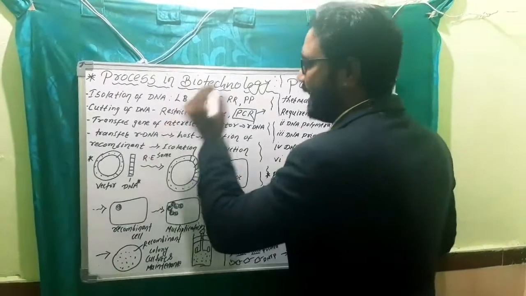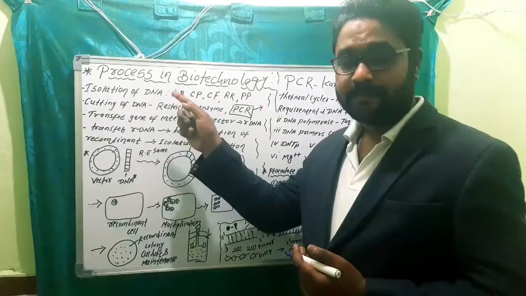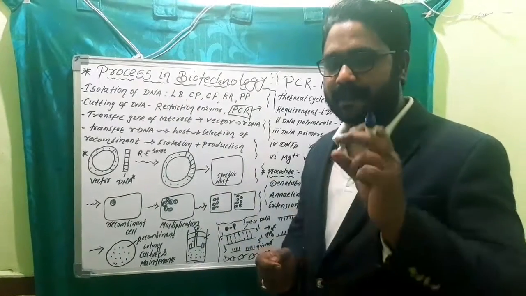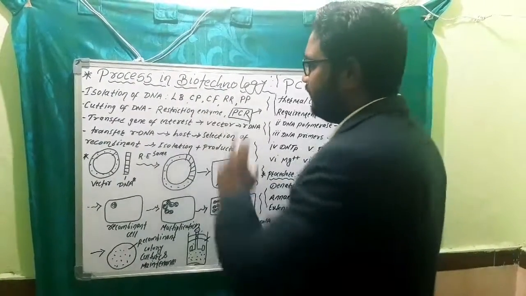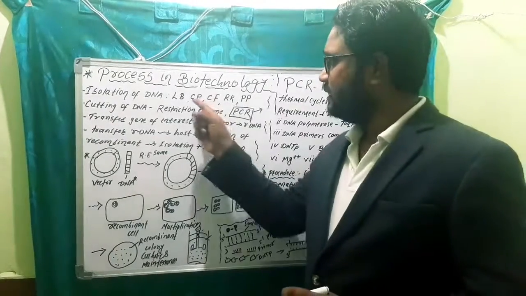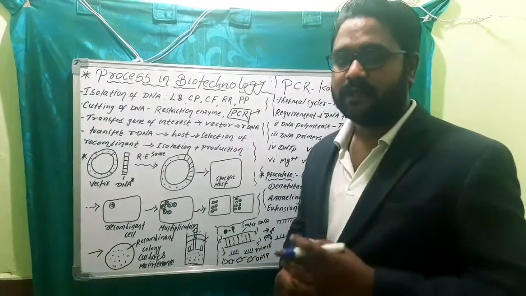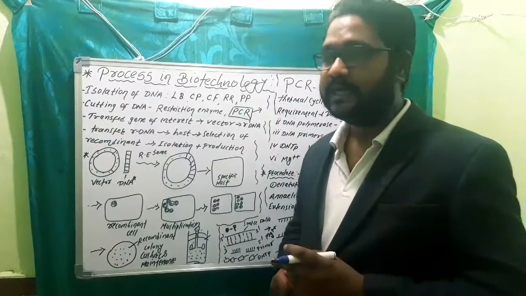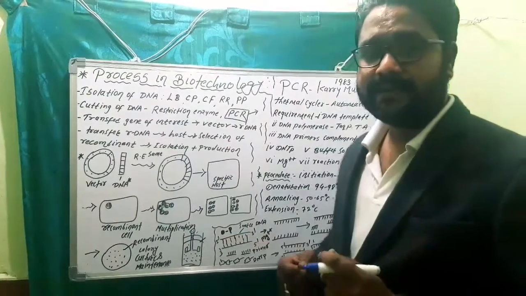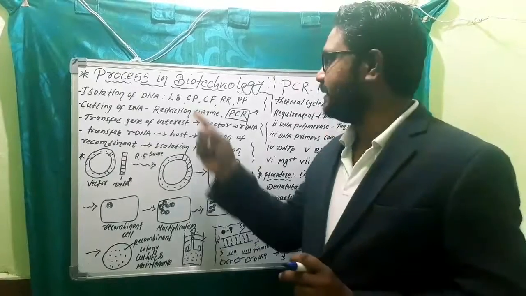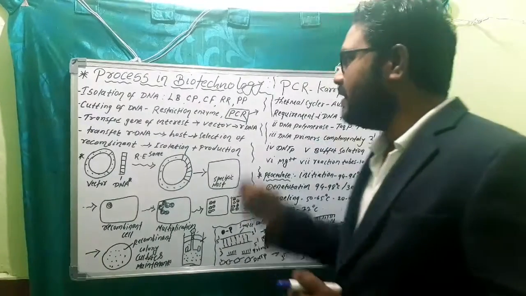Suppose it is a bacterial cell we are searching for DNA, we will use lysozyme, because lysozyme acts on the peptidoglycan wall of the bacterial cell wall. If it is a plant cell, then cellulase is used, because the plant cell wall consists of cellulose along with pectin, so cellulose is the chief material there. If it is a fungal cell, then definitely we'll use the enzyme chitinase, because chitinase acts on chitin, which is the chief component of the fungal cell wall.